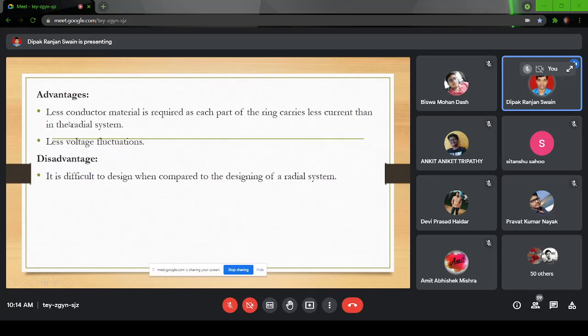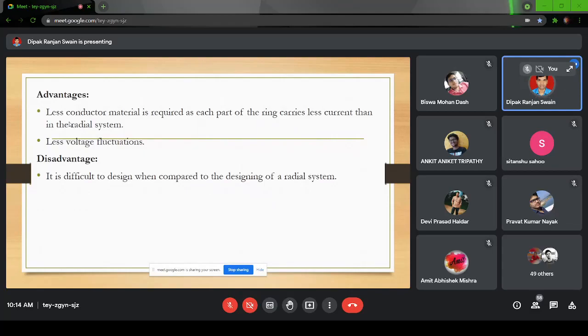So less conductor material is required, as I have told. This is possible only when you have very good planning. Otherwise, without that planning, we are not able to achieve this type of ring distribution system. Less conductor material is used, as each part of the ring carries less current than in the radial system, and there is less voltage fluctuation. But as I've told, it is difficult to design when compared to the radial system.